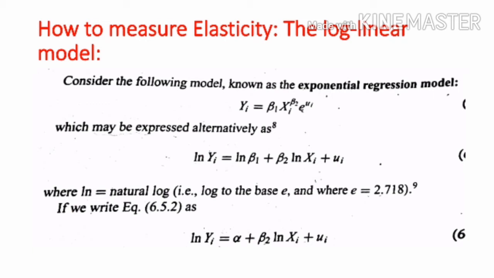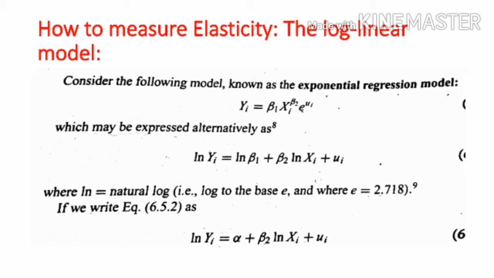This is the log linear model. The equation is ln yi is equal to ln beta 1 plus beta 2 ln xi plus ui. Ln is the natural log, and e is equal to 2.718.